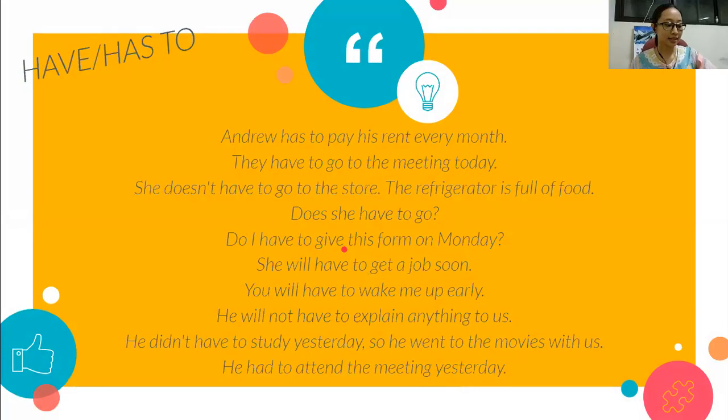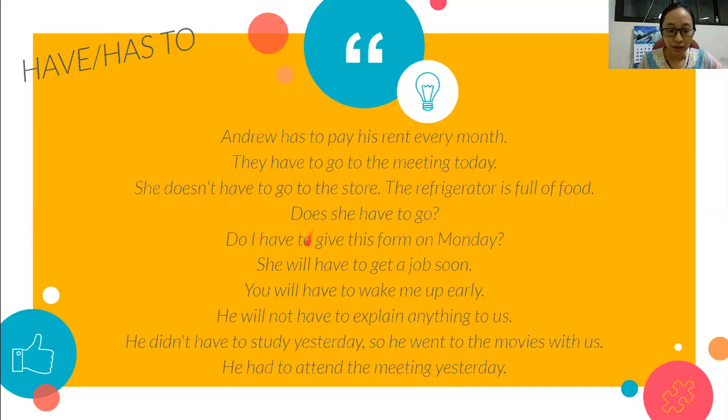And the next is have or has to. Andrew has to pay his rent every month. Andrew bukan pakai have, karena Andrew itu termasuk he, jadi has. Andrew has to, followed by original verb or verb zero. And the next is today. Jadi masih pakai have or has to. Negatifnya sama, karena sudah ada es-nya di sini, jadi jangan tambah s lagi di sini.